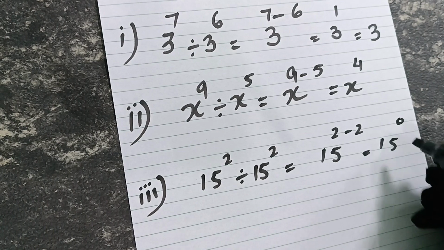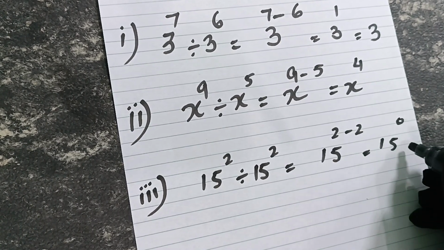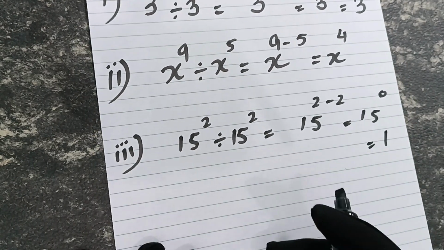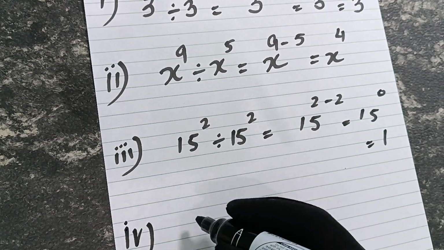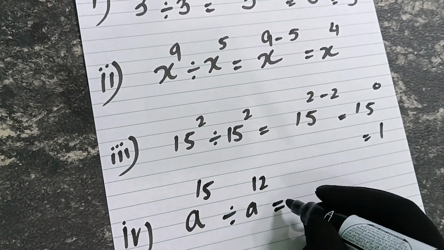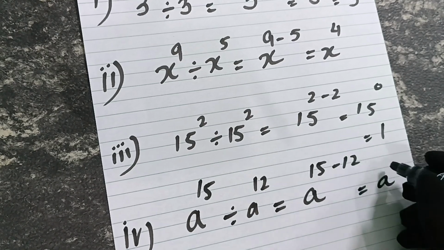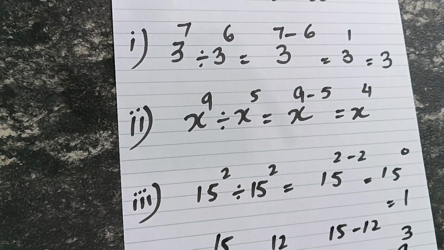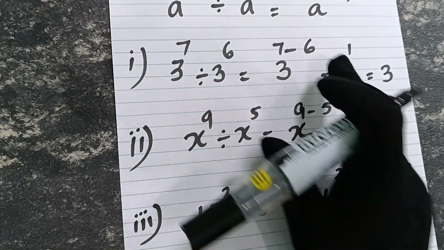Power 0: if you have the power of 0, another law is applied and it becomes 1. We will discuss this law later. I just gave the example that in subtraction you can obtain any type of answer. So a power 15 minus 12 gives a power 3. I have explained all the relevant examples: if two same numbers are divided, their exponents will be subtracted.